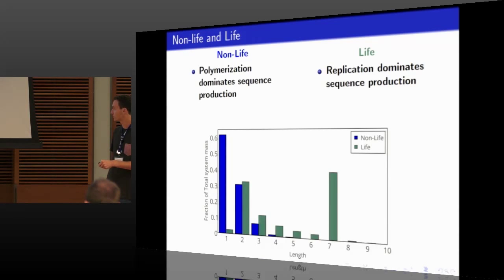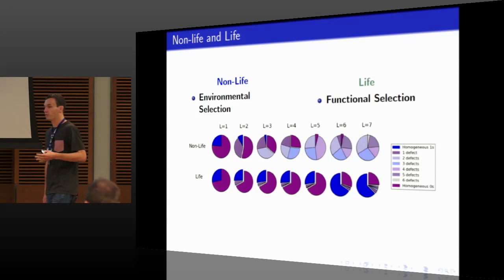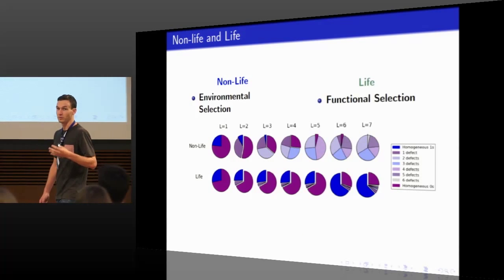And then you get the exponential decay from dimers again. Okay. So then I said functional selection takes hold in the life phase.